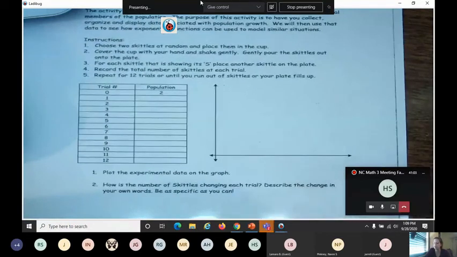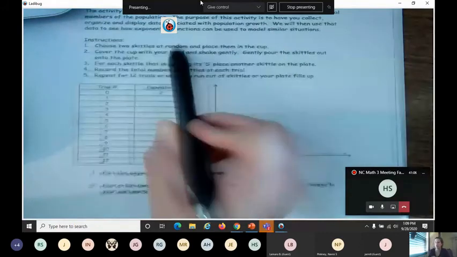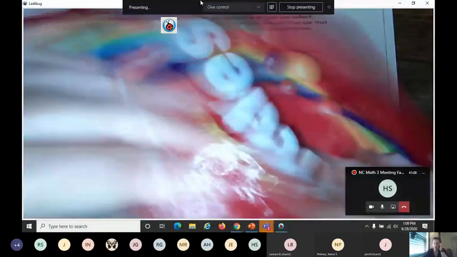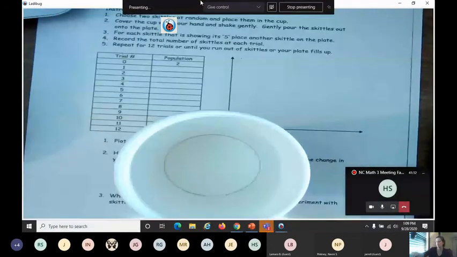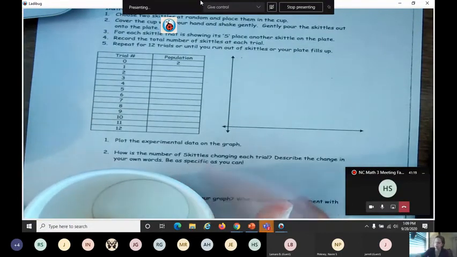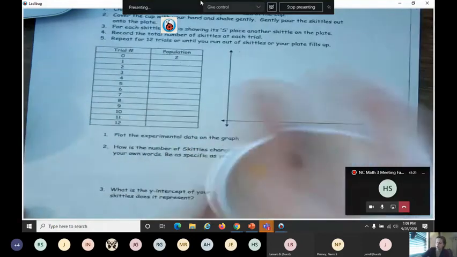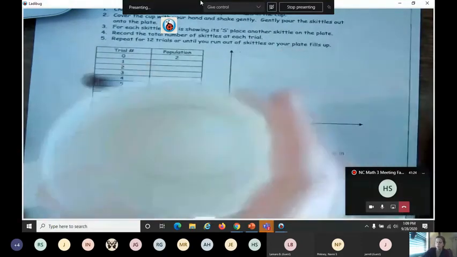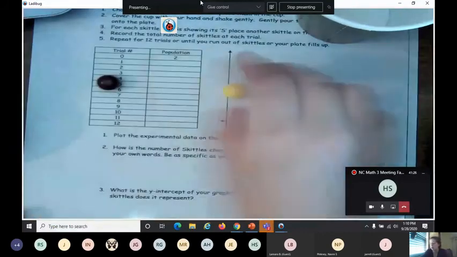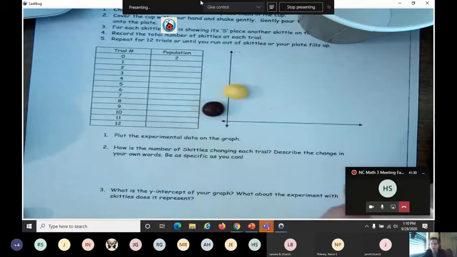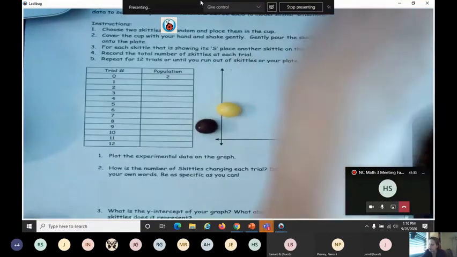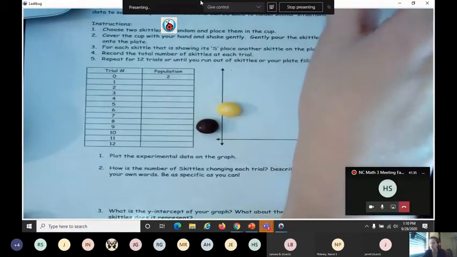All right, so first it says choose 2 Skittles at random and place them in the cup. So I have a bag of Skittles here. I have my cup, and I'm gonna put 2 Skittles in my cup. All right, I picked 2 random ones. Then it says, cover the cup with your hand and shake and pour onto your plate. It's gonna be just my table for me. All right, and there are my 2 Skittles. Now it says for each Skittle showing an S, place another Skittle on the plate.